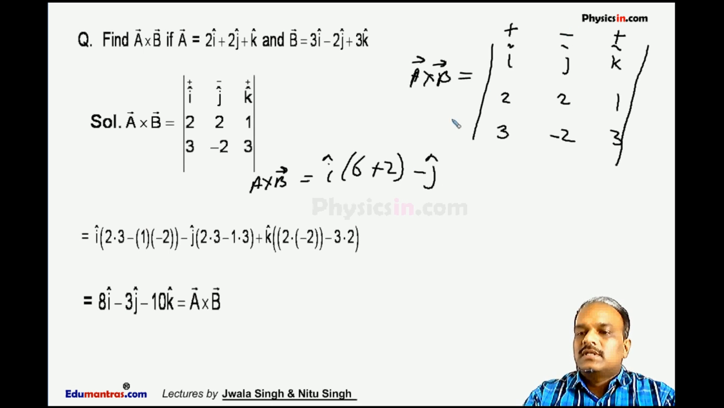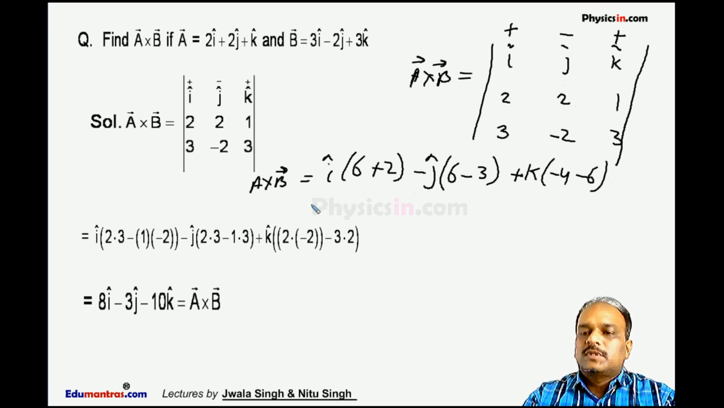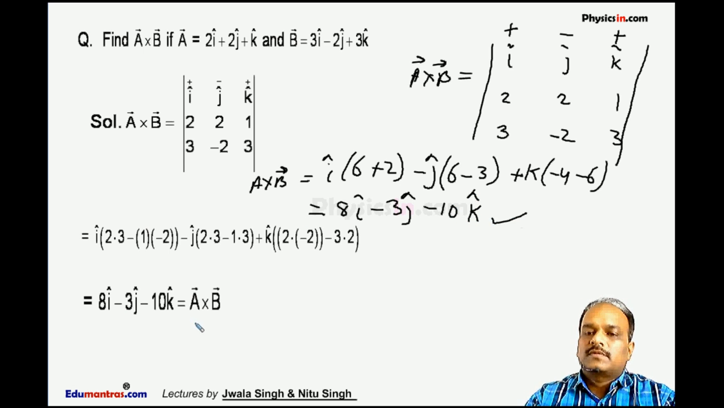Plus, now it is minus j, so minus j cap, leaving this row and column, it is 2 into 3, that is 6, minus 3 into 1, that is 3. I will substitute here a positive sign, plus k cap into 2 into minus 2 is minus 4 minus 3 into 2, that is 6. So A cross B is equal to 8 i cap minus 3 j cap, and it is minus 10 k cap. So this is the value of A cross B here.